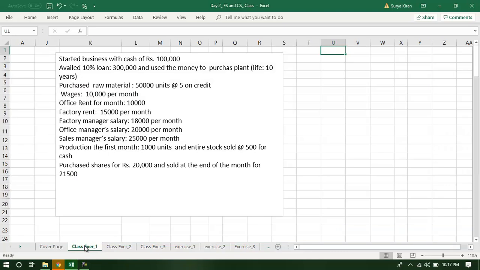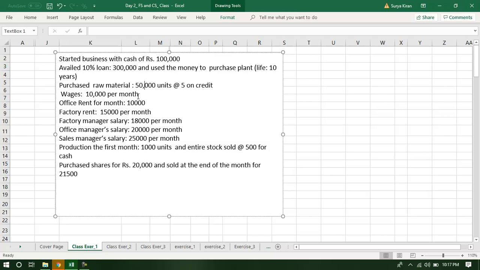Suppose this is the information given. A business was started with 100,000. They availed a loan of 300,000. They used the money to purchase a plant, the life of which is 10 years. And let us assume that the business was started on 1st April. They purchased the raw material, 50,000 units at the rate of 5.